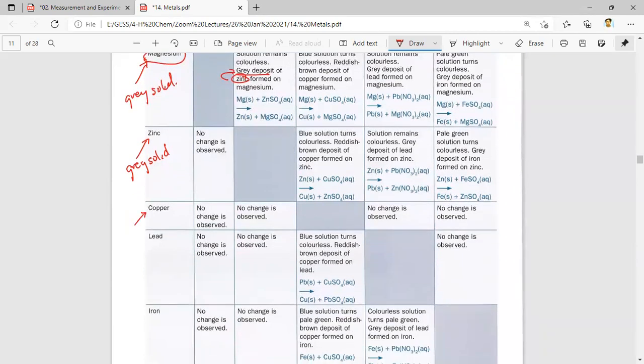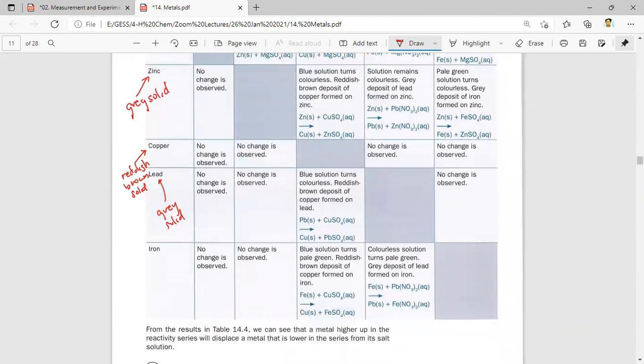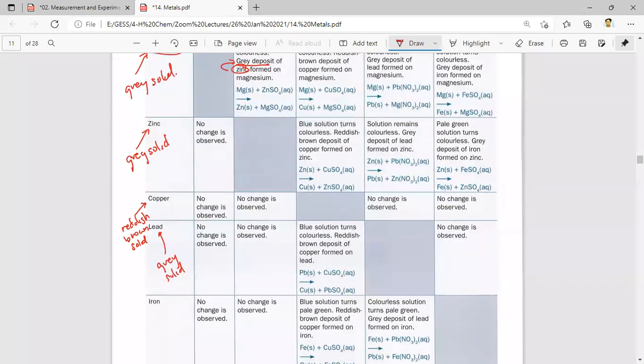Copper here, as mentioned just now, is a reddish brown solid. Lead itself is a gray solid. Iron, question: what color? Most of you say, sure, iron is reddish brown. Rust is reddish brown, but iron is not. Once again, rust is reddish brown, but actually iron is not.